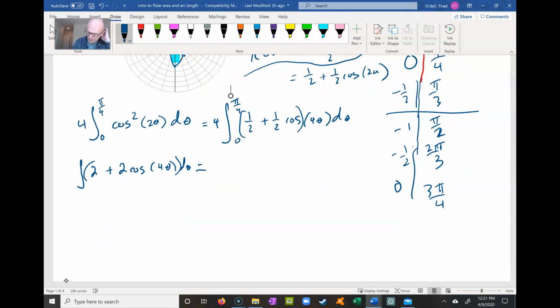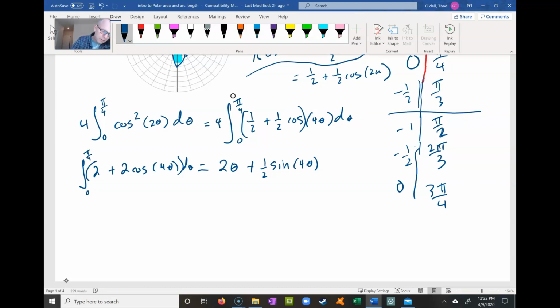When you integrate this, the integral of 2 is just going to be 2 theta. And the integral of 2 cosine of 4 theta would be 2 sine of 4 theta. But we have to take into account the fact that when we take the derivative of sine, it will give us cosine, but it's going to kick out an extra 4. So we have to multiply this by 1/2, because then 4 times 1/2 would give me the 2 that I want. And I've got my limits here, so that's evaluated from 0 to pi over 4.